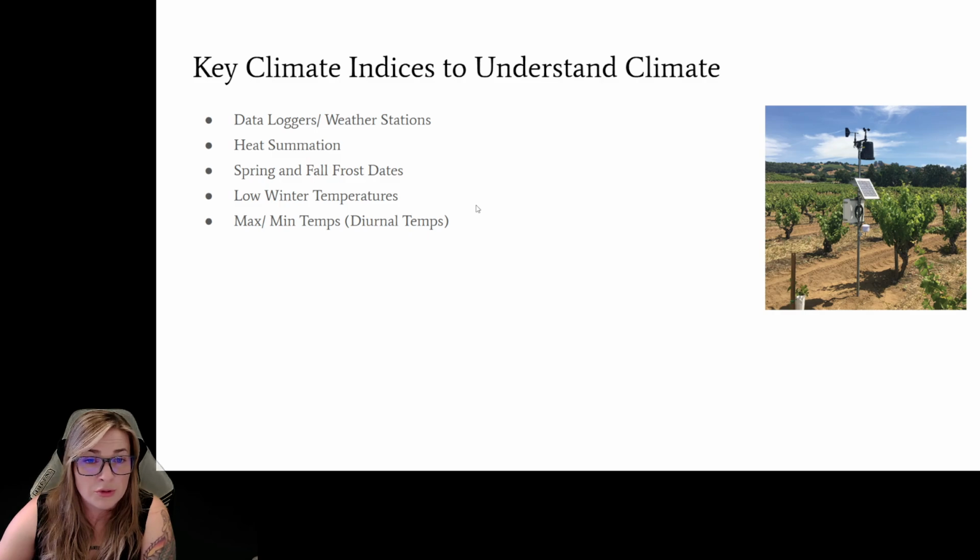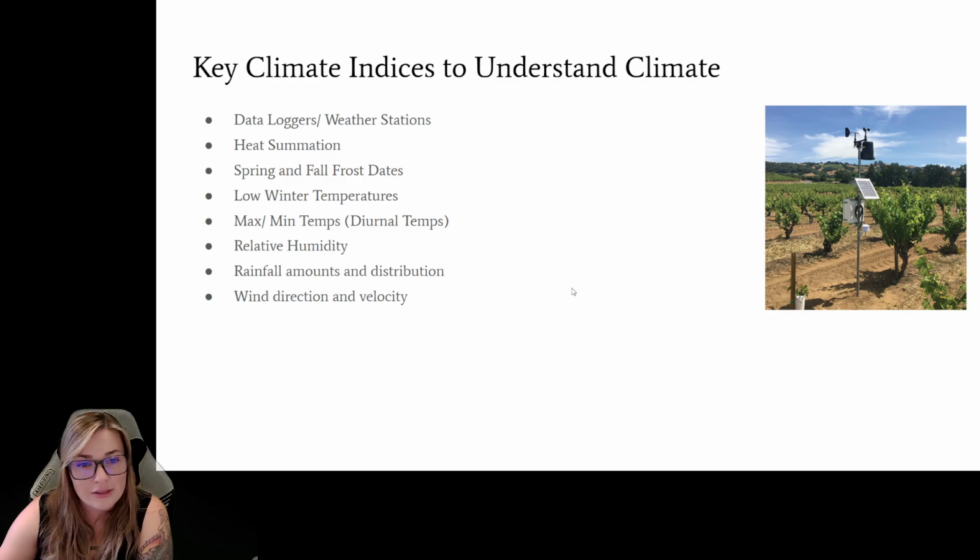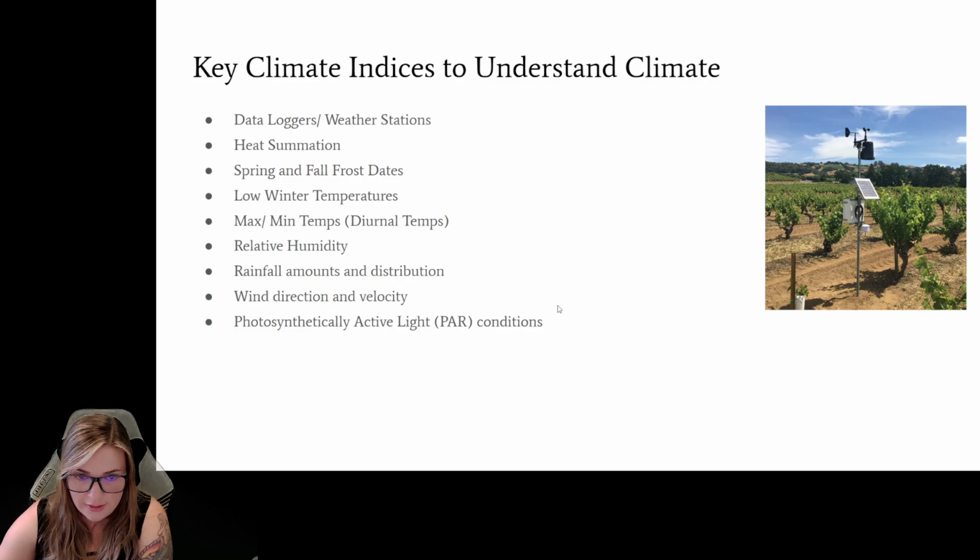Maximum and minimum temperatures during the day, we call this diurnal temperatures or diurnal temperature shifts. That's also very important. We have a slide on that. Your relative humidity, rainfall, the amounts and distribution of it, wind direction and velocity, right? Direction is important because you want to plant your rows in a way that benefits them. Velocity is also important because if you live in an area with high winds, you can actually damage your vines, which is not ideal, right?